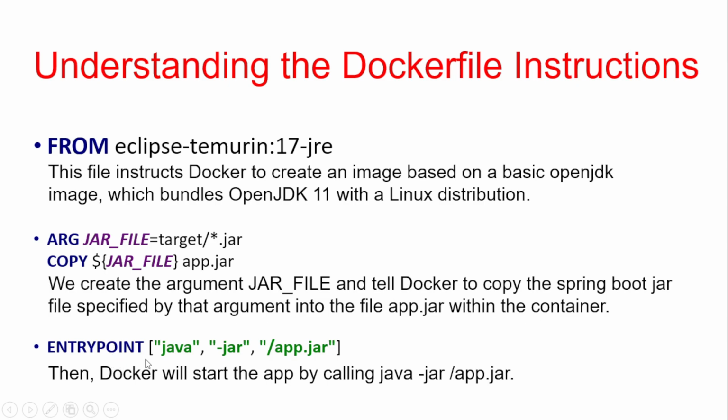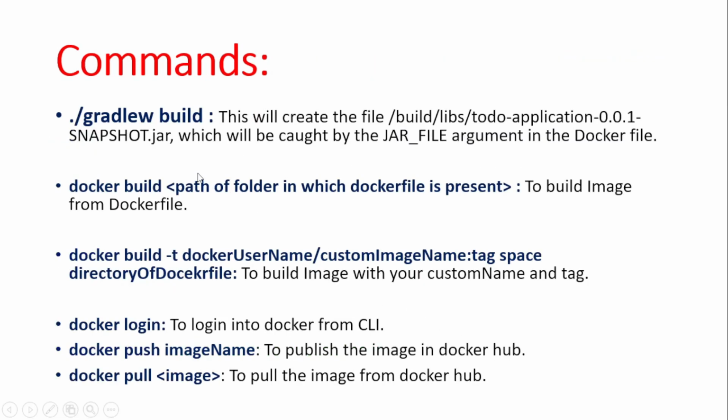Next, we have the entry point. Docker will start the app by calling java -jar and the name of that jar file. Now see, these are the commands. This is the Gradle command. If you are using a Gradle project to build your Spring Boot jar file, you need to run this command. Now, if you want to create the image of your Spring Boot application, then for that purpose you need this command: docker build, and you need to specify the path of the folder in which the Dockerfile is present.